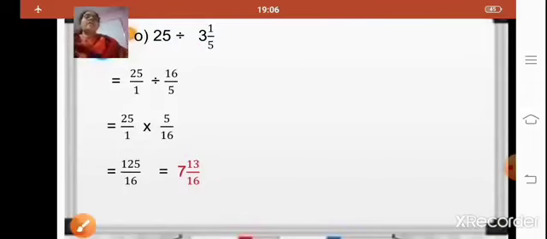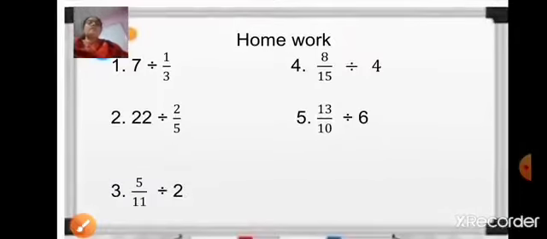Okay. Now based on this, here are homework sums for you. 5 sums which you have to do in your homework. 7 divided by 1 upon 3, 22 divided by 2 upon 5, 5 upon 11 divided by 2, 8 upon 15 divided by 4, and 13 upon 10 divided by 6.